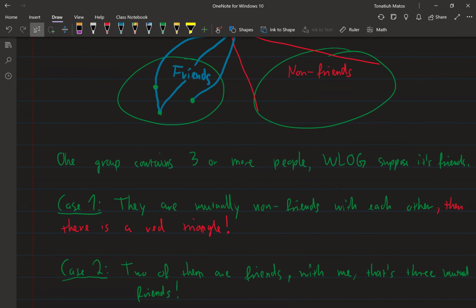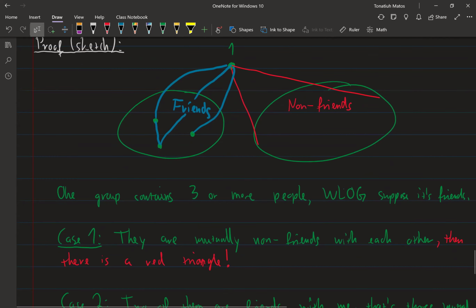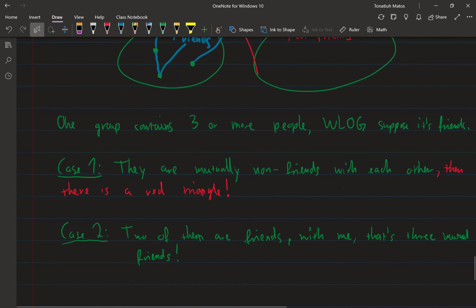So either there is a red triangle, or at least one edge is blue, and then joined with all the other blue edges, well, I have a triangle, right? So either case, in all possible cases, there must be a triangle of the same color, and this proves the theorem.